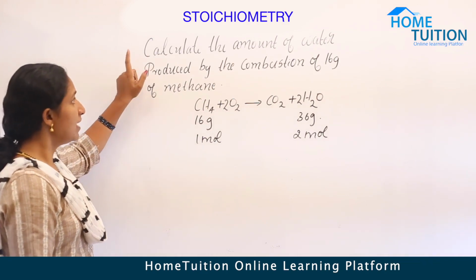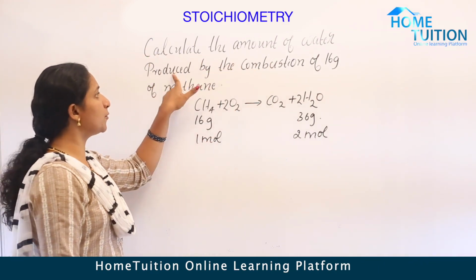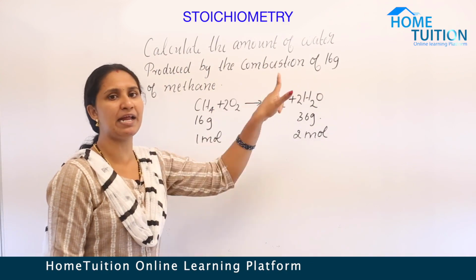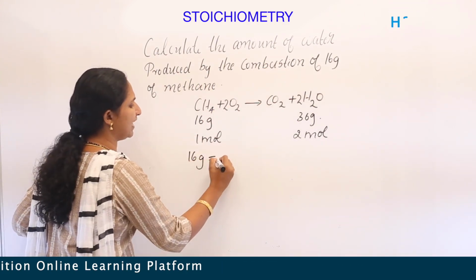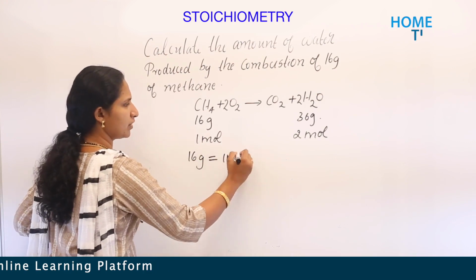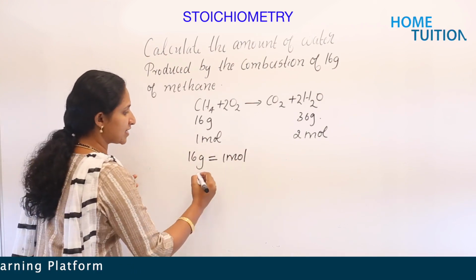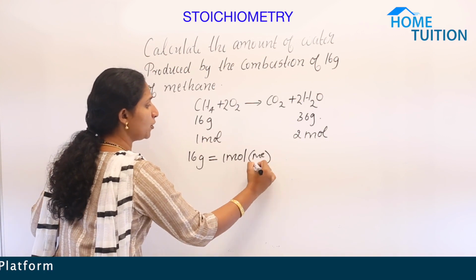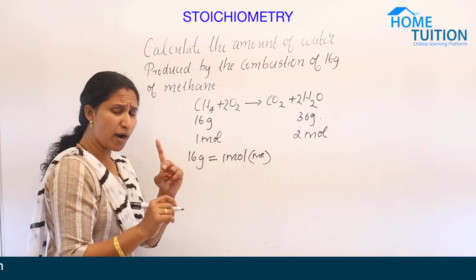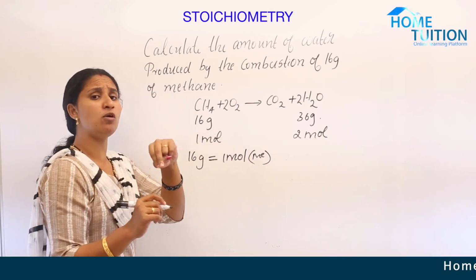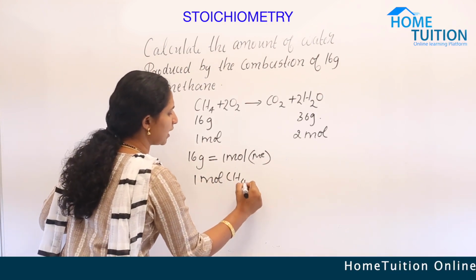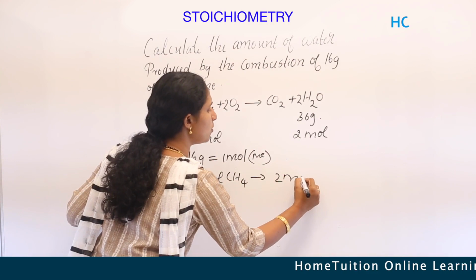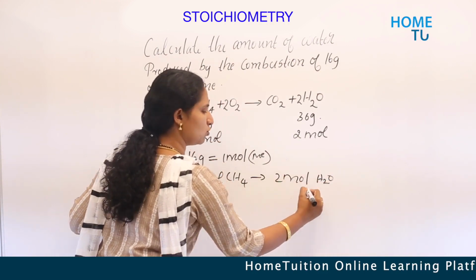Our question: calculate the amount of water produced by combustion of 16 gram of methane. 16 gram of methane is numerically equal to 1 mole. And what does 16 gram methane produce? 1 mole methane produces 2 mole water. 1 mole CH4 produces 2 mole H2O.